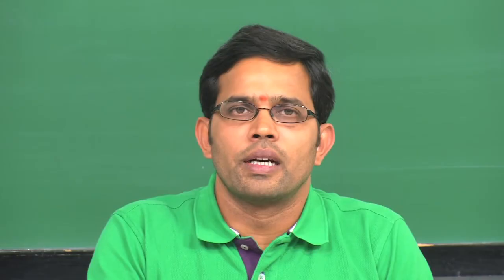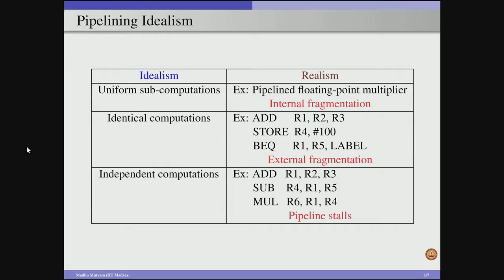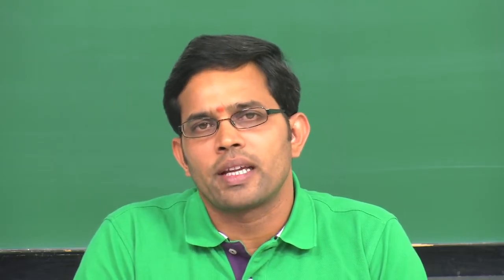And the last reason for not getting a k-fold throughput improvement using a k-stage pipeline is independent computations. Not all computations are independent. If all the computations are independent, we can execute them without any problem, so there won't be any pipeline stalls and the overall performance can be improved. But in reality, instructions which are executed one after another may be dependent on the previous instructions. For example, consider a scenario where we have an add instruction, a subtract instruction and a multiply instruction.